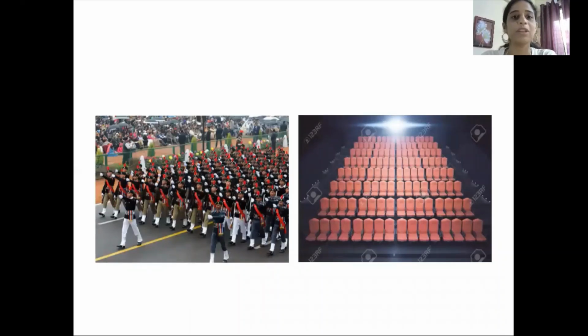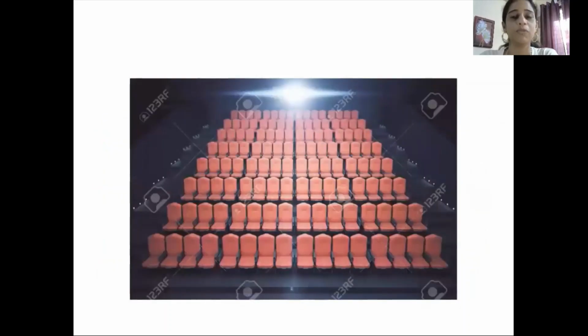For example, when you are watching a Republic Day parade or a movie in a movie theater, you can see the same arrangement there. When you go to a movie theater, you show your ticket to the ticket checker and he will tell you, you have to sit at the third row, sixth seat. So unknowingly, we are using the same matrix concept here.